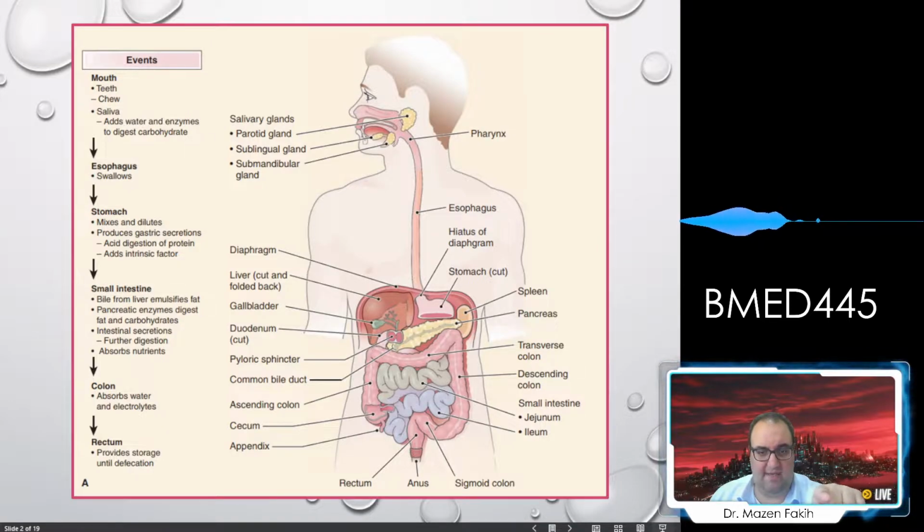والsmall intestine يلي هو مقسوم ل duodenum, jejunum and ileum, and eventually الأكل من بعد ما نكون مصينا له كل الغذاء منه بينتقل على الcolon يلي هو ascending, transverse و descending colon, ومن بعدها بينتقل على sigmoid colon و it is defecated through the anus.